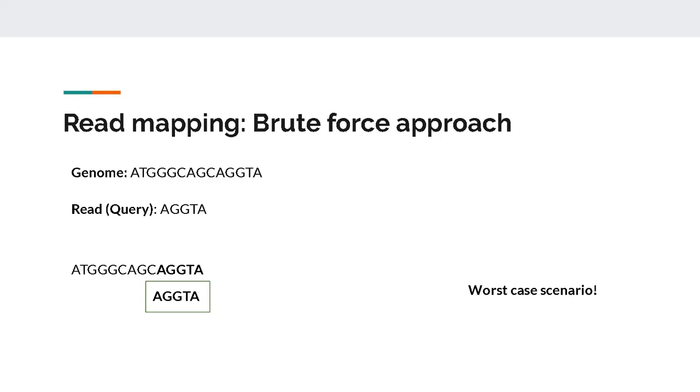Now remember, if you talk about a human genome, which is 3.1 billion base pairs, or an Escherichia coli genome, which is 4.6 million base pairs, doing this exercise for this read is going to take a large amount of time. Are you guys with me so far? Yeah.